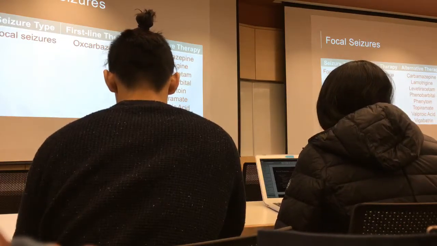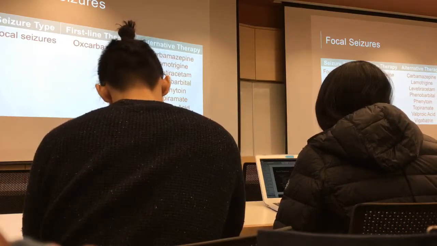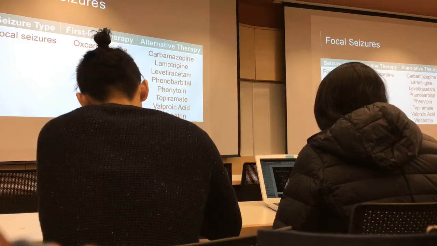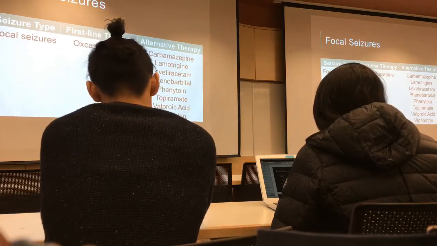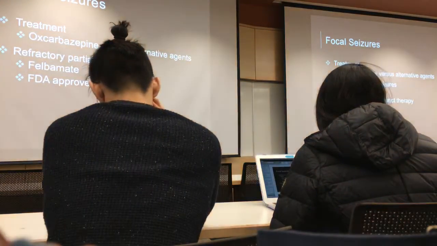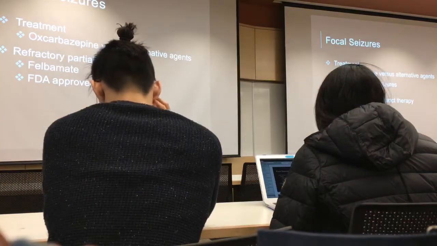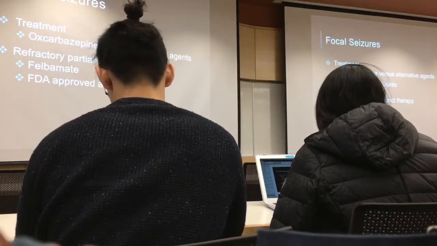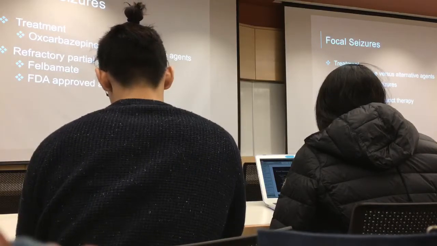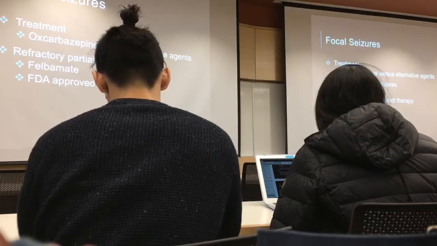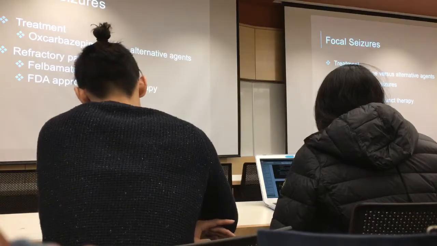And with this agent, there are other alternative agents that can be used, but any initial drug therapy that's used for focal seizures is always going to be your oxcarbazepine. And then we're going to talk about oxcarbazepine versus alternative agents. Now, there are a lot of alternative agents, and they're all equally efficacious. The only difference that really makes them different is the side effect profile, which is why we use oxcarbazepine as one of our first-line agents for initial therapy.